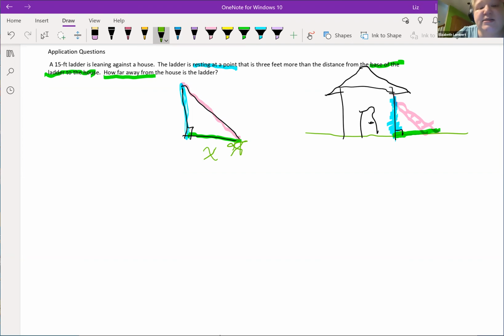Now it says the blue is 3 feet more than the green. So if the green is X, the blue must be X plus 3. Then the only other piece they told us, snuck in at the very beginning, is how long the ladder is. 15 feet.